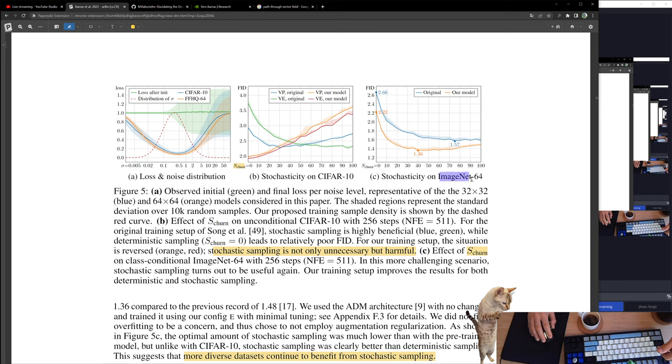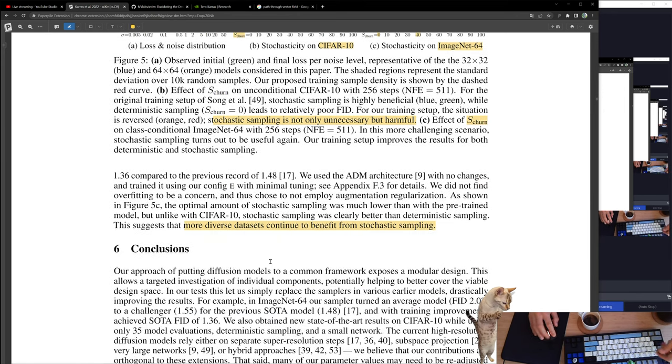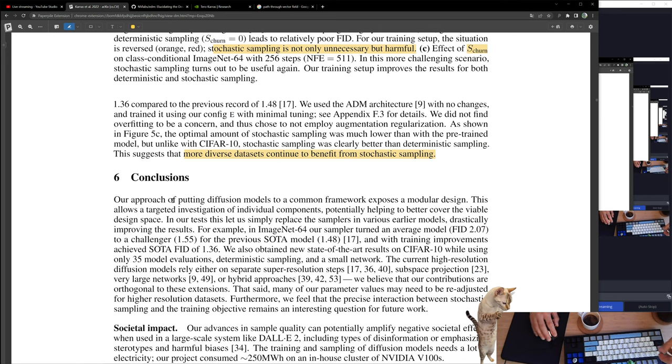On ImageNet, right, so CIFAR-10 is a simpler data set than ImageNet. ImageNet a little bit more complicated, a little bit larger, a little bit more diversity. Stochastic sampling of 0, you get a worse score. Right, you get a higher Fréchet inception distance than if you have a little bit of stochastic sampling. Putting diffusion models to a common framework.